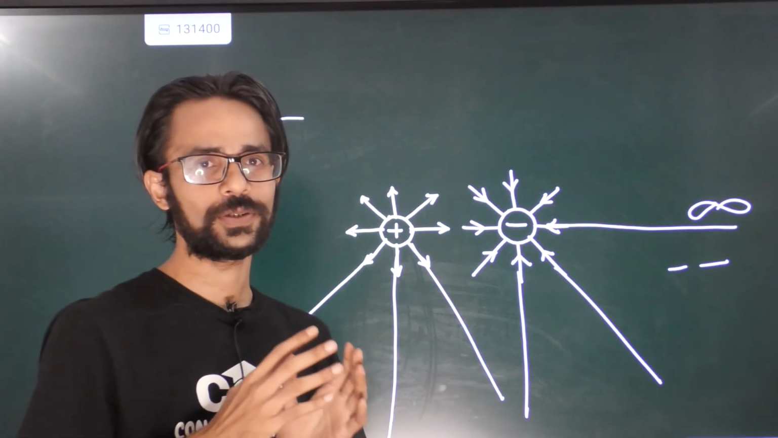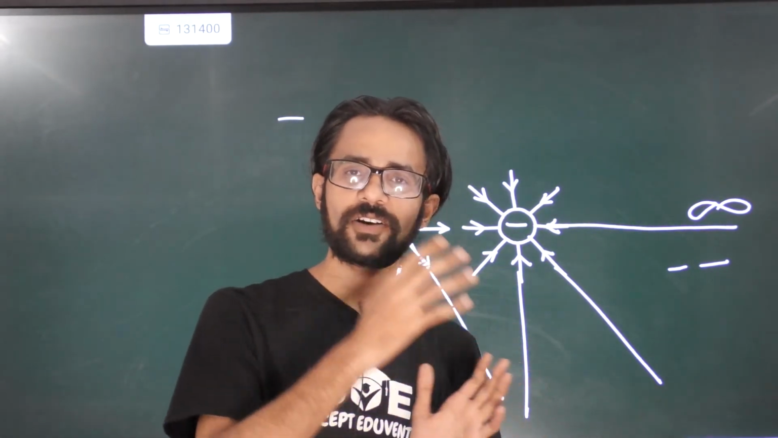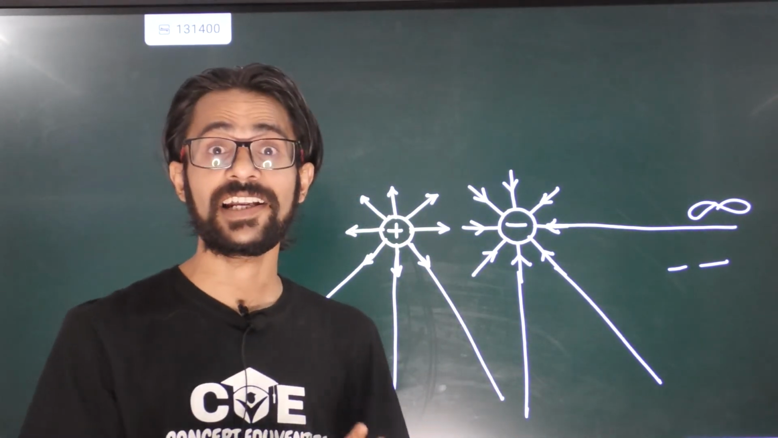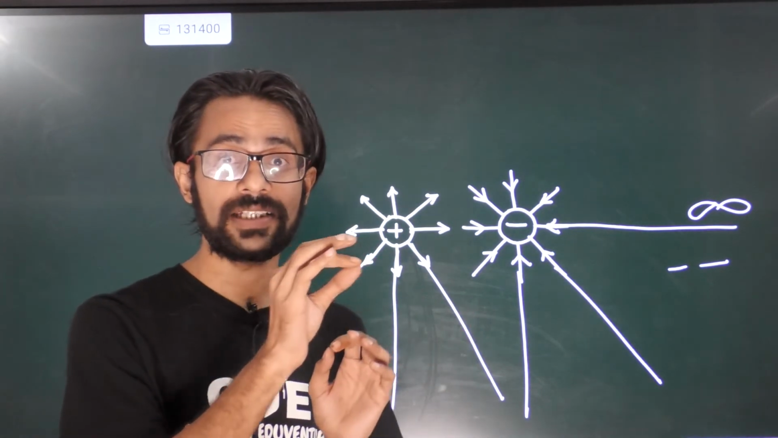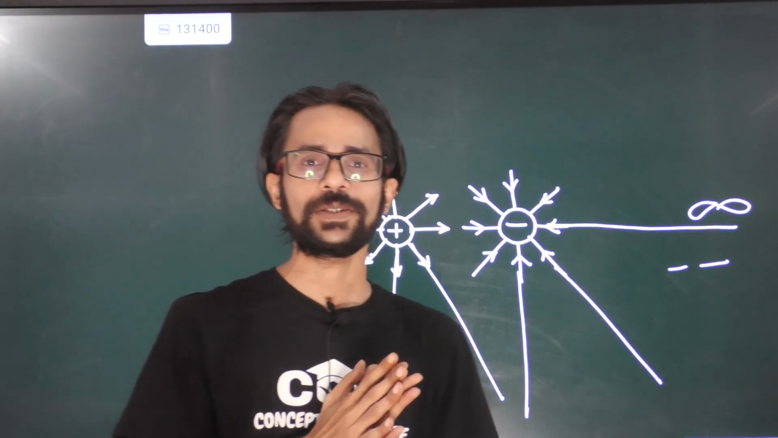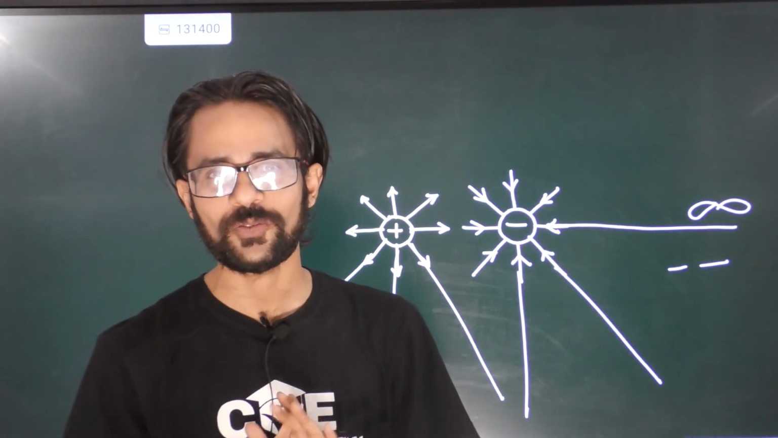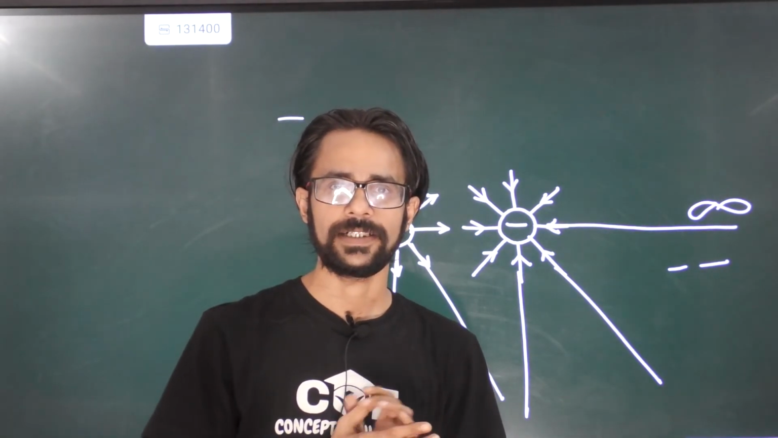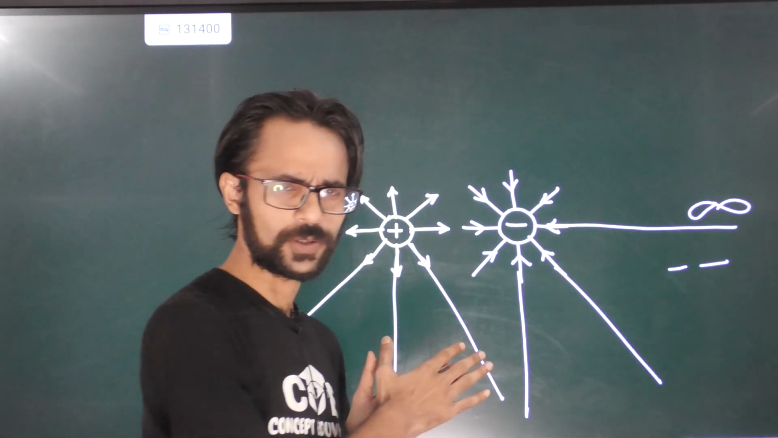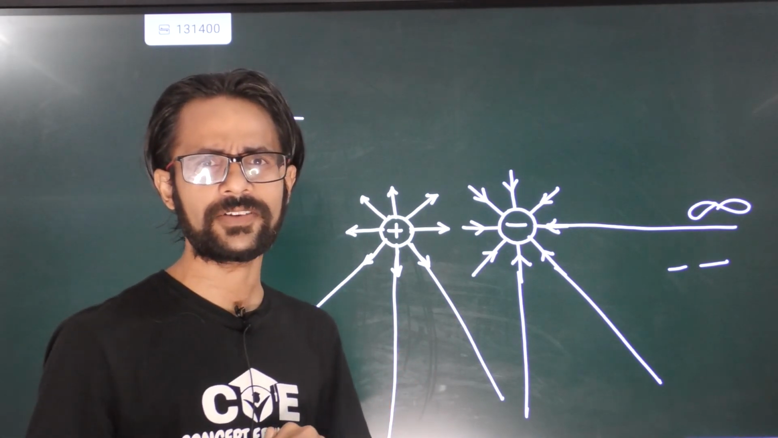So a field line is nothing but a geometrical method of representing electrical energy in the surrounding of a positive or negative charge. That is a simple definition, and that was a brief introduction about electric field lines.